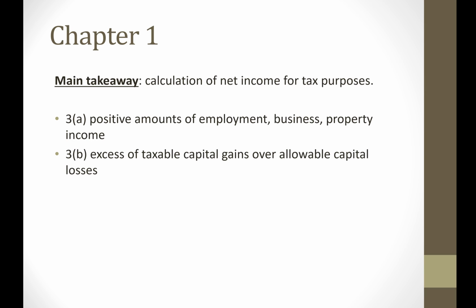Taxable capital gains refers to the 50% amount. Allowable capital losses also refers to the 50% amount. And in 3B, we're only looking for the excess of the taxable capital gains over the allowable capital losses. So what that means is if we have more losses than we do gains, there would be no negative amount we would include. We would only include 0 here if our losses exceeded our gains. And so that would be the 3B amount.